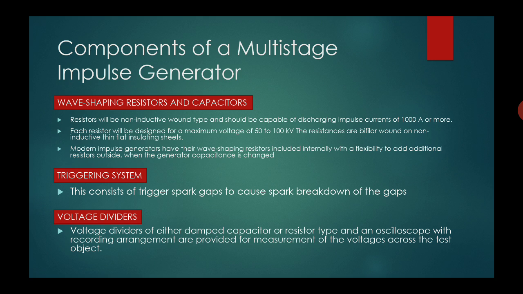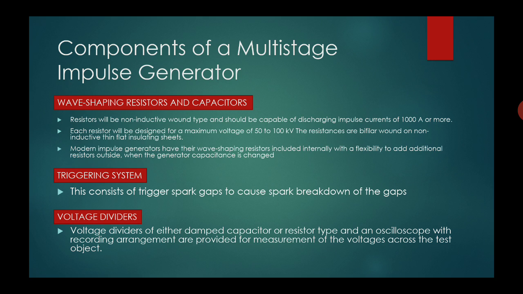Now the next component is the triggering system. This consists of a trigger spark gap to cause spark breakdown of the gaps. You need this breakdown in order to change the capacitors from parallel to series, and this is the triggering system.